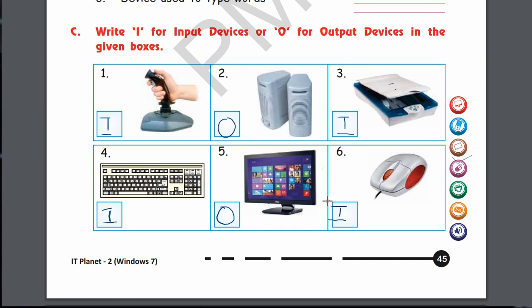Alright? So number 1 answer is I for input. Number 2, O. Number 3, I. Number 4, keyboard will be I. Number 5, monitor will be O, output device. And number 6 will be I, input device.